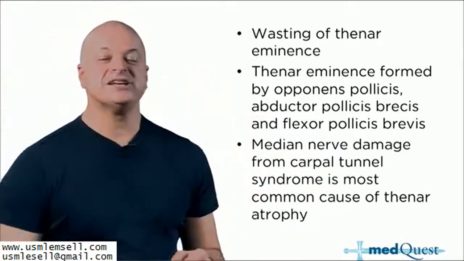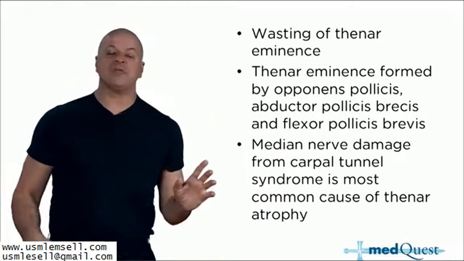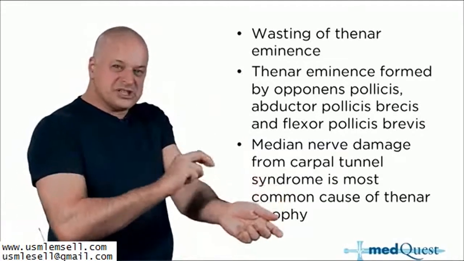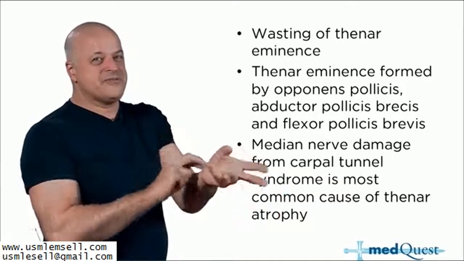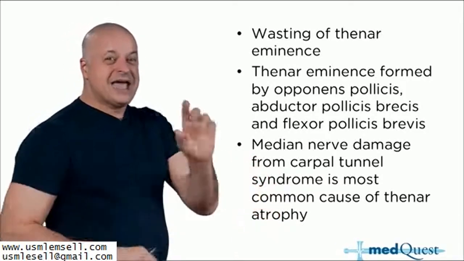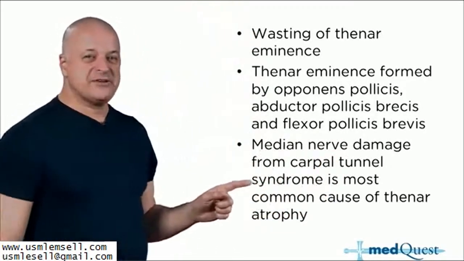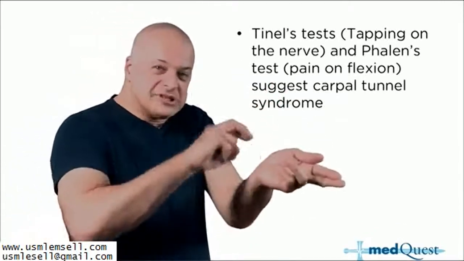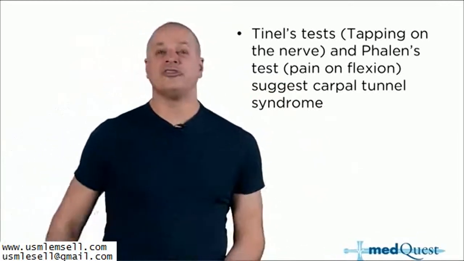They're thin. This is carpal tunnel syndrome. Carpal tunnel syndrome makes those muscles not work. They're not innervated. So you tap, tap, tap, and it sends vibration. Median nerve damage from carpal tunnel syndrome damages the thenar eminence and it gets thinner. And when you tap, tap, tap, it reproduces the symptoms because you're tapping on the nerve.